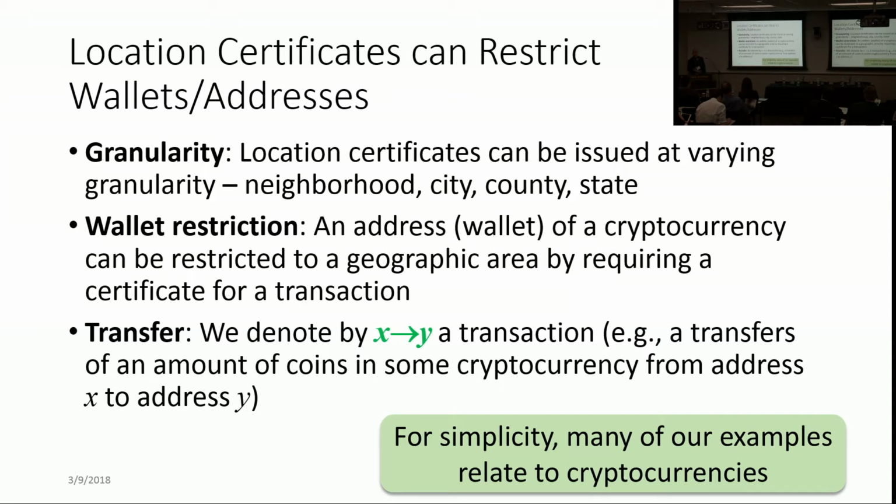We can also restrict wallets to specific locations, so that we now associate wallets, or if you want addresses in the terminology of Bitcoin, with a specific location, so that we could only use that wallet or that address in that particular location. In the following examples, I will mainly focus on cryptocurrencies because it helps explain, but our results also apply to other domains. Just use your imagination and think of different types of transactions. However, in this case, we will denote by X → Y a transfer of money from some address X to an address Y.